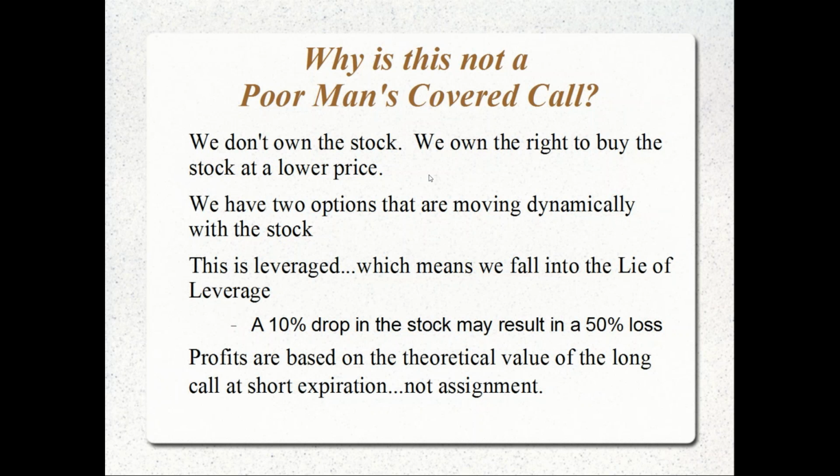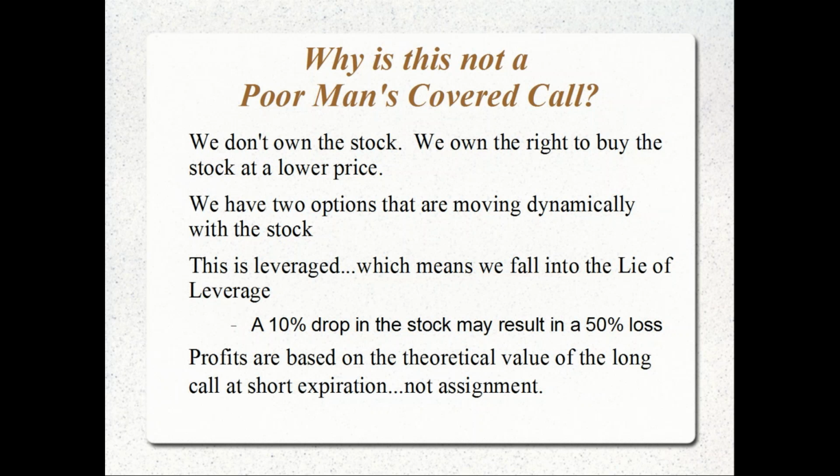We don't own the stock. We can't say, oh, the stock's up 37 cents, so I've gained 37 cents on that asset that I bought. The stock's down $2, so I've lost $2 on the position. Again, a calendar spread, a diagonal spread, is still leveraged, which means we fall into the lie of leverage. If we see a 10% drop in the stock, that could result in losing 40, maybe even 50% in value of the long option. That's what our investment is. Okay? If the stock drops 5%, I may even see a 20% decline in my long option.